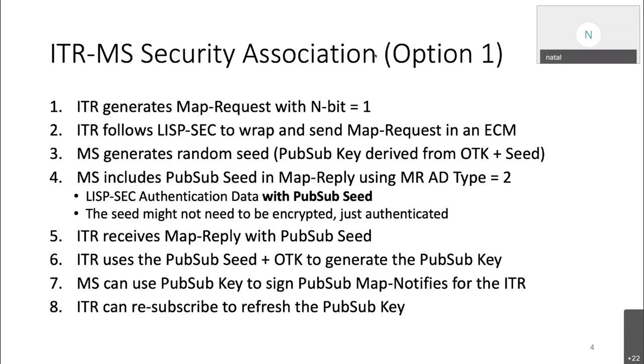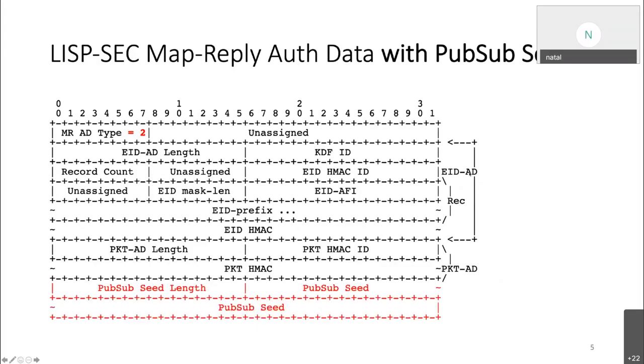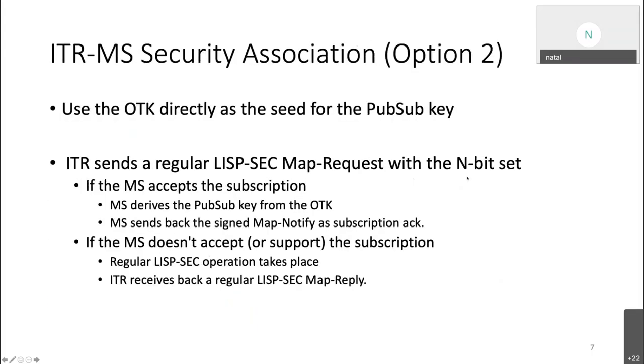The one-time key goes on the path from the ITR to the map server, and the seed comes from the path from the map server to the ITR. Those are two different paths, because one goes through the mapping system, the other goes directly. It seems to me that it's a bit more secure, but if we believe the map resolver. You meant through the map resolver. Through the map resolver, that's right. Yeah, okay.